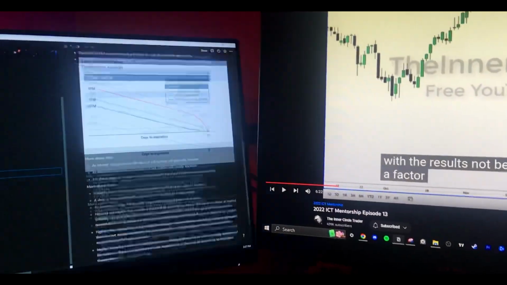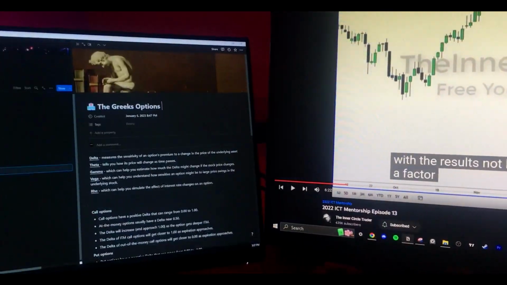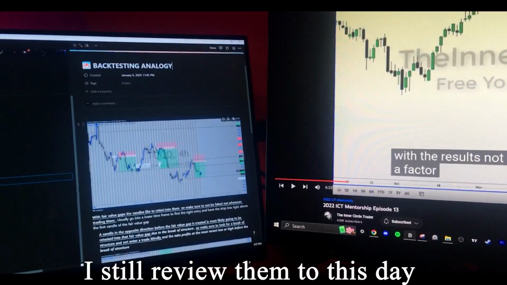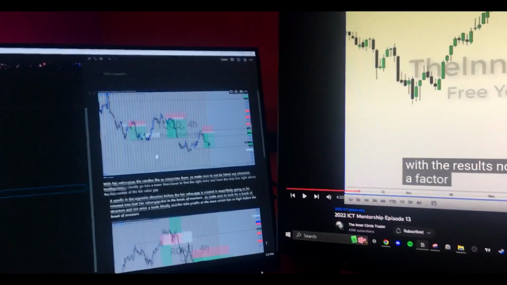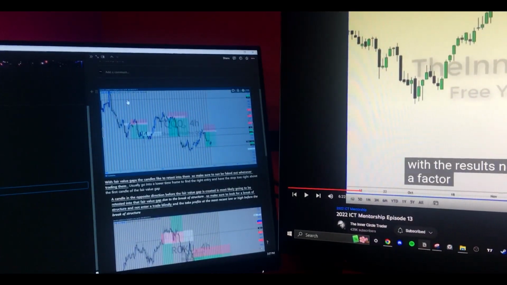And then I wrote down the Greeks, what they are and all that. And then I was backtesting yesterday and learning the trades on TradingView on the 4-hour chart. This is right here, this is TQQQ.